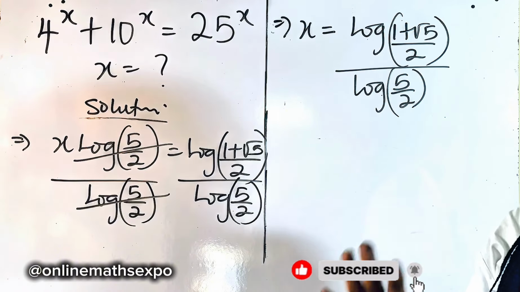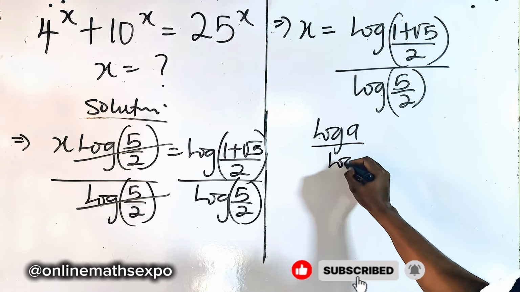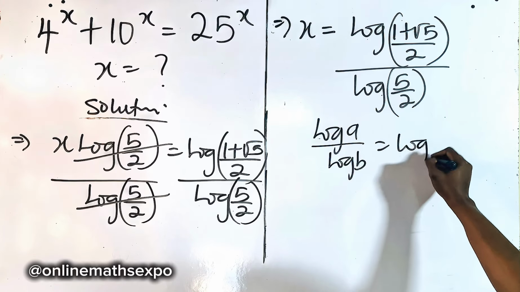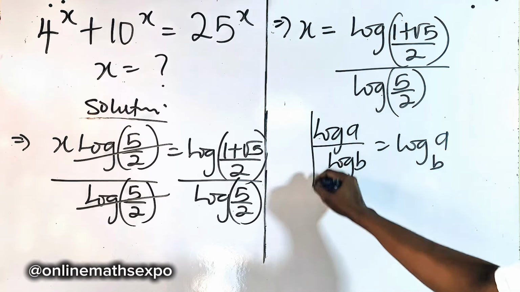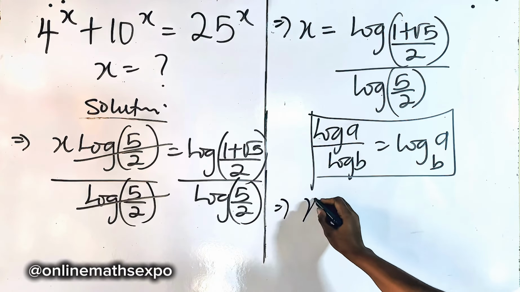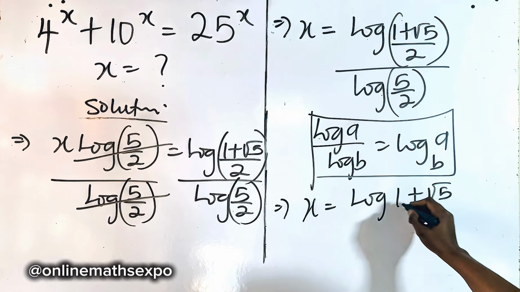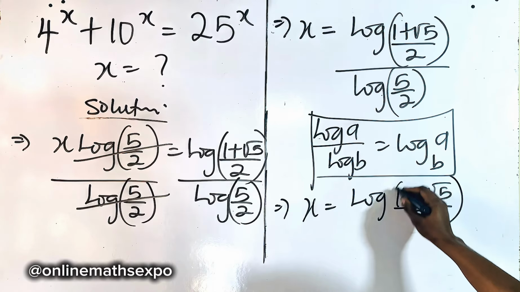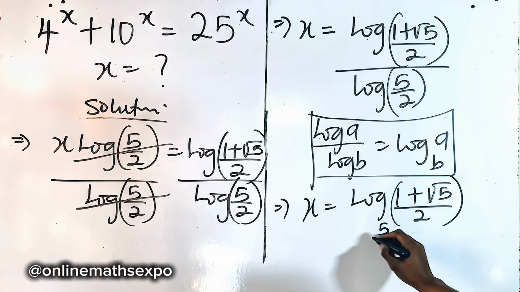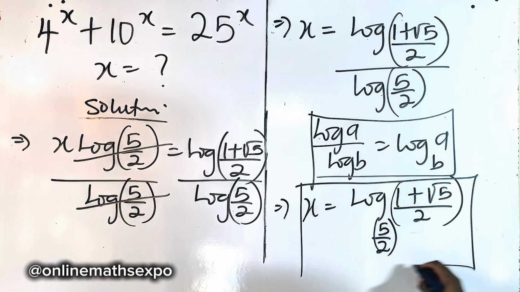Now at this point, quickly remember that for every log of a divided by log of b, it's always log of a base b. So if you apply this here, you are going to now have x is equal to log of 1 plus √5 divided by 2. Then we now have 5 on 2 as the base. And this gives us the value of x.